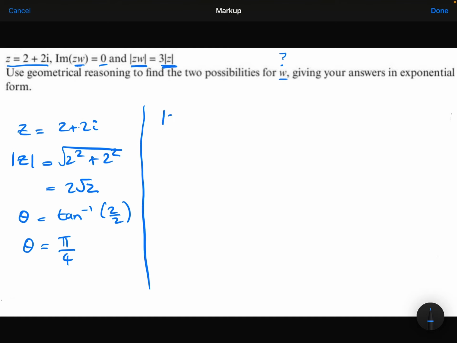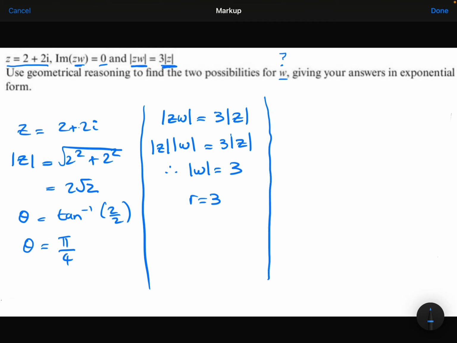Now, I was told that the modulus of zw is equal to 3 times the modulus of z. I know that the modulus of zw can be written as the modulus of z times the modulus of w. Which means, therefore, that the modulus of w is going to be 3. So I know that r equals 3 for w.